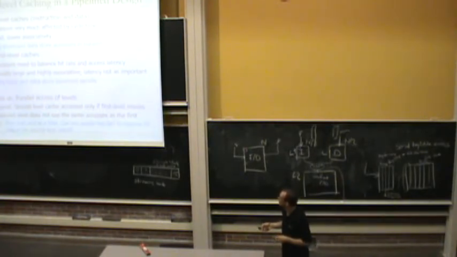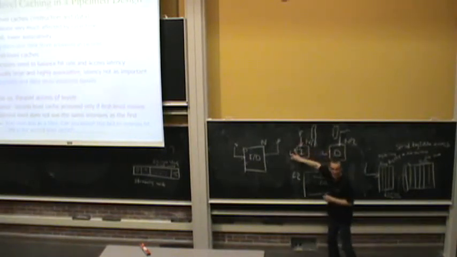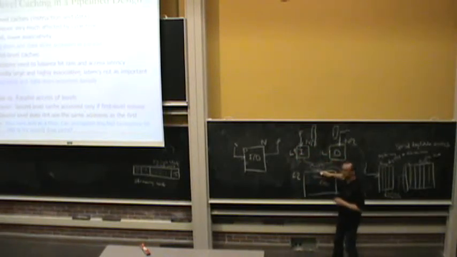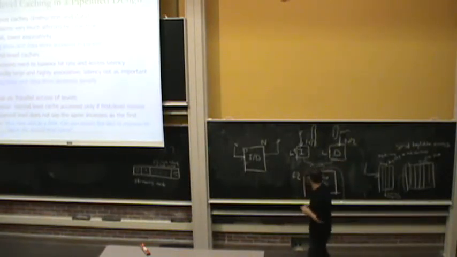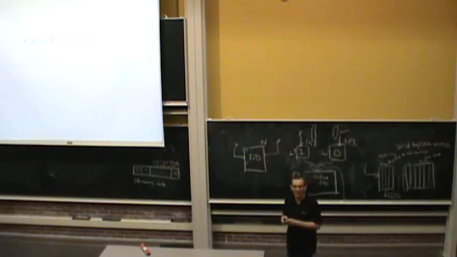Okay, I'll skip this, but this basically says second level cache does not see the same accesses as the first. In a sense, the first level acts as a filter. You see very different access patterns in the second level. And you could actually exploit this fact, potentially. But let's not go into that. You can think about that. Okay. Any questions so far?